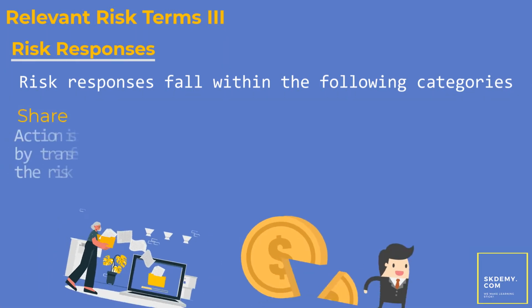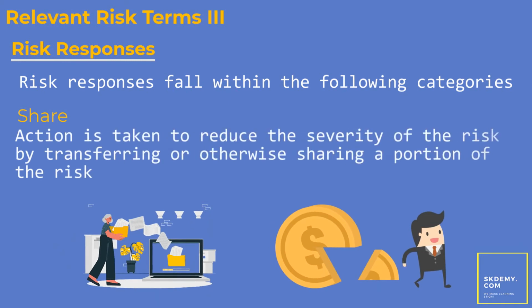Share. Action is taken to reduce the severity of the risk by transferring or otherwise sharing a portion of that risk. Common techniques include outsourcing to specialist service providers, purchasing insurance products, and engaging in hedging transactions. As with the reduce response, sharing risk lowers residual risk in alignment with risk appetite.